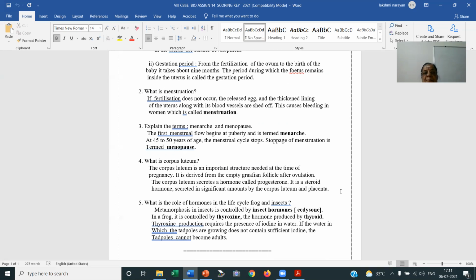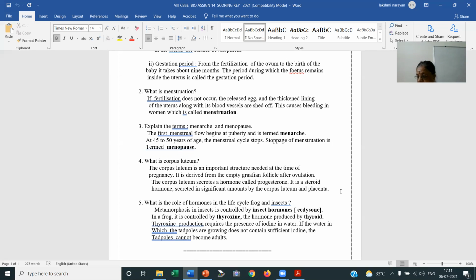Then explain the term menarche and menopause. The first menstrual flow begins at puberty and is termed menarche. And at the age of 45 to 50 years, the menstrual cycle stops. This stoppage of menstruation is termed menopause. I hope you understand. Then what is corpus luteum?